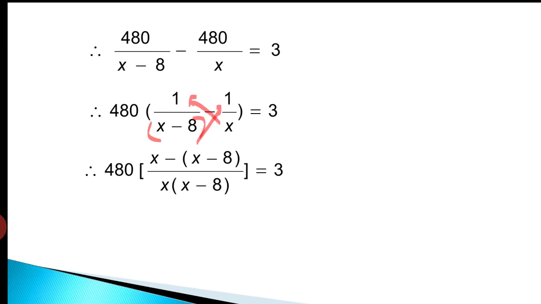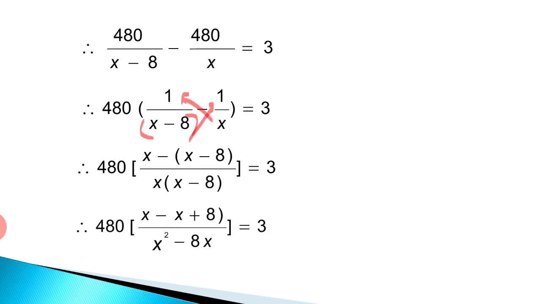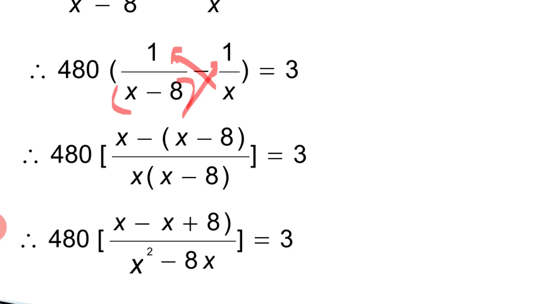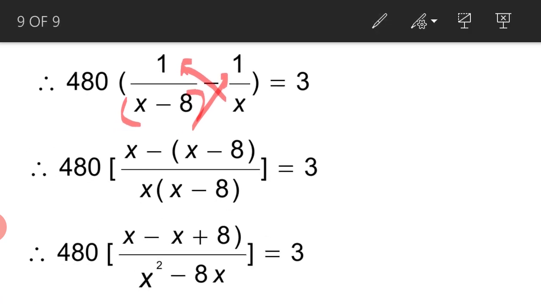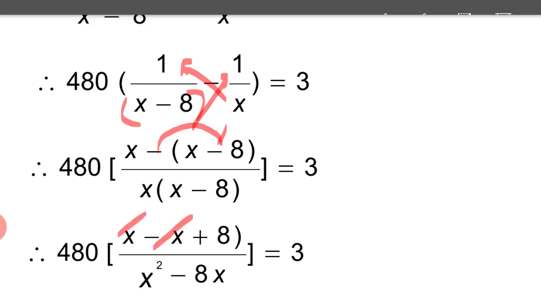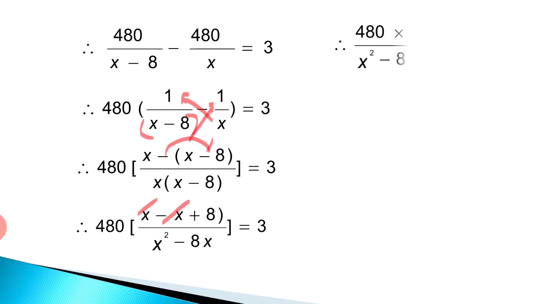RHS is as it is. Is it okay? Further simplifying, opening the brackets, you get 480 into x minus x plus 8. Here also there is a possibility of mistake, so if you keep it as minus 8 the answer comes wrong. Here the minus will become plus. So x minus x plus 8 upon x square minus 8x. So x will cancel. So what will remain in the numerator now? In the numerator it will be 480 into 8 upon, in the denominator, x into x minus 8. I have opened the bracket, so x square minus 8x is equal to 3.